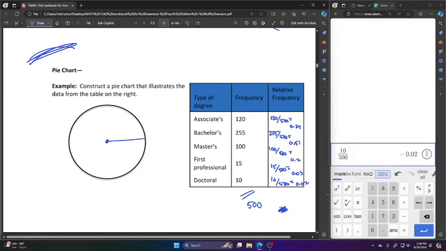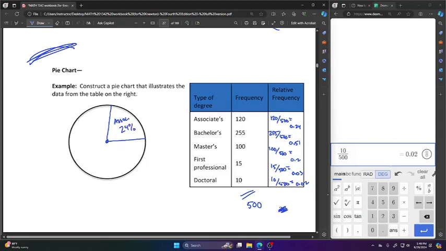So the first one is this associates, and that's at 120 or 24%. So 24% is probably about like right here. You know, like 25% is a quarter of it. So it's like close to that. And so I'm going to put associates, and I'm also going to put 24% in it like that. Just like Excel would give you.